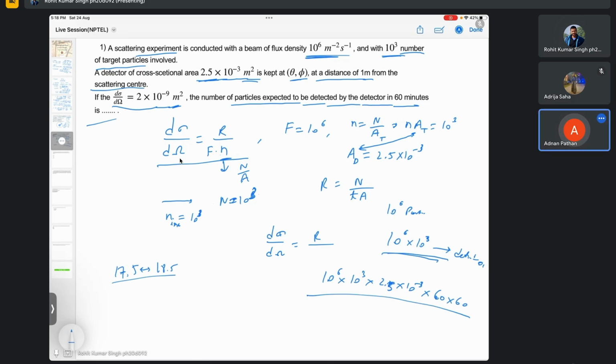17.5 goes to 18. No, no, no. This is the range. What is given in the... Sir, is it 17.5 into 10 power something, or just 17.5? It's just this that is given. Maybe something is missing here. I don't know. But okay, what did you get? So I got 9 into 10 power 9, sir. I got a big number.